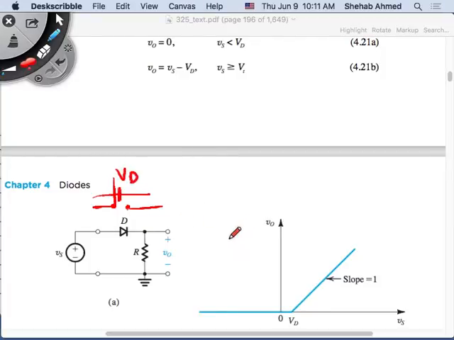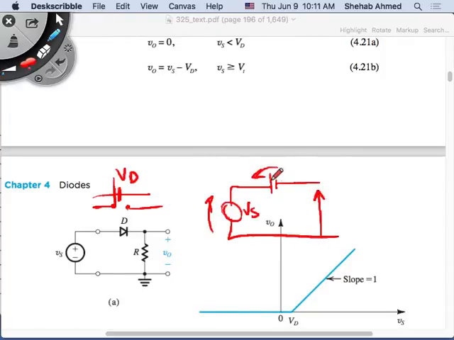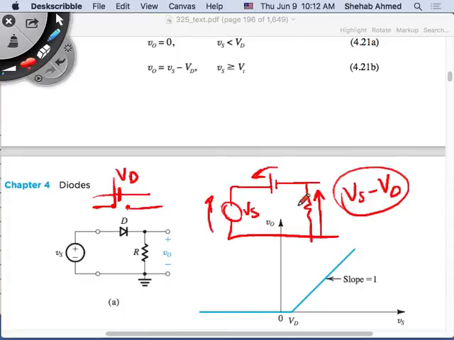So what is the output voltage going to be? This is my circuit now. Vs minus Vd. Vs minus Vd will be your output voltage when the diode is conducting. Don't you have to do the voltage division with the resistor though? No, it's a source. What is the voltage across the resistor? It's Vs minus Vd. So that's the output voltage.